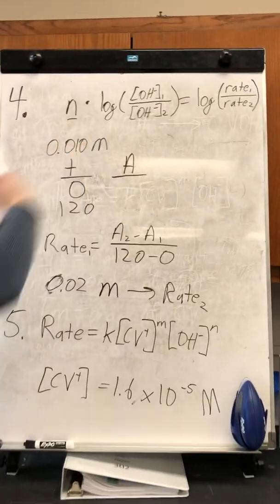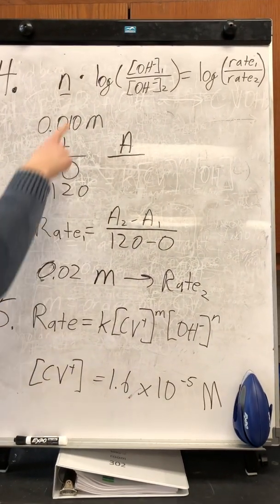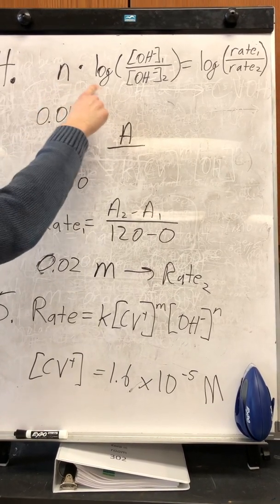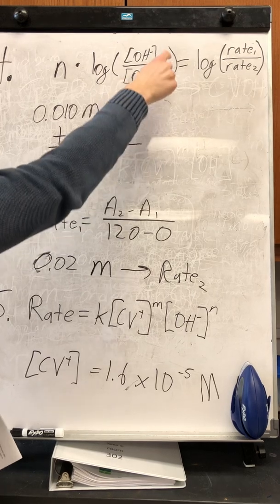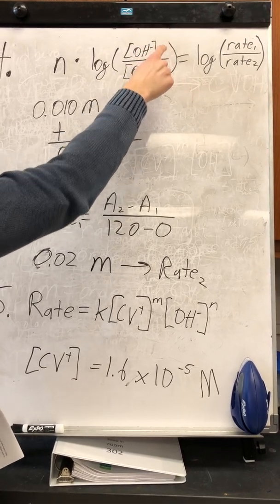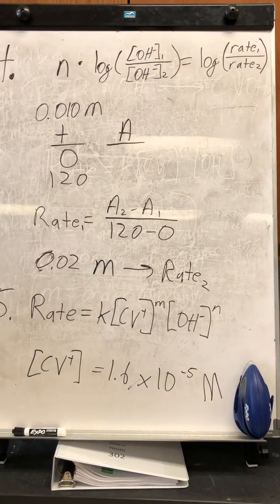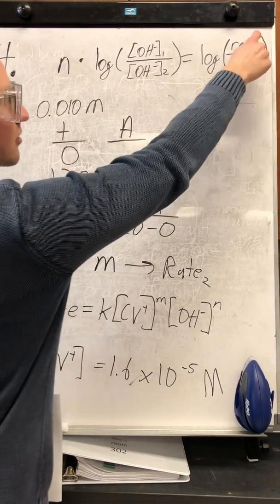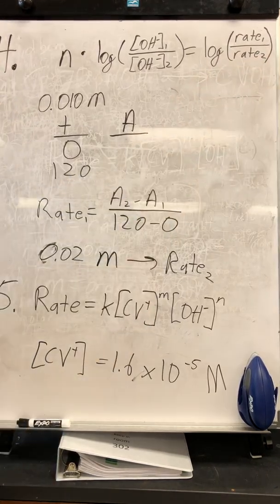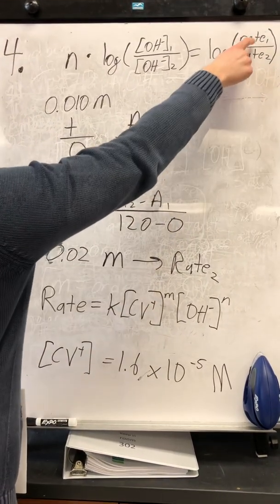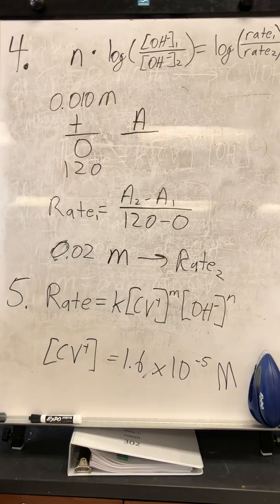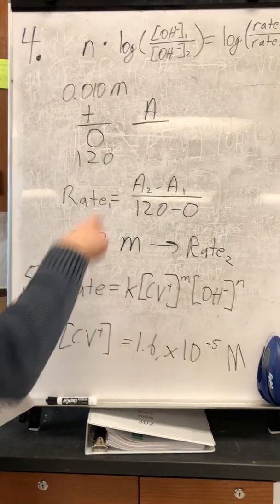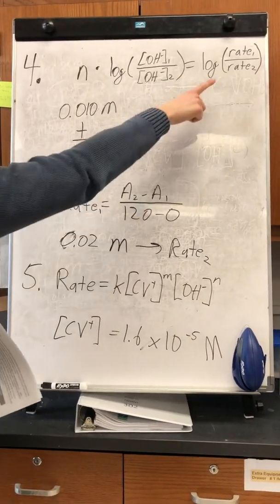We have this equation that we're going to use in our lab manual where N, which is what we're going to try to solve for, times the log of the first hydroxide concentration divided by the second hydroxide concentration equals the log of the rate 1 divided by rate 2. And rate 1 is just the rate of the first hydroxide concentration. Rate 2 is the rate of the second hydroxide concentration. So we need to figure out what our rates are.